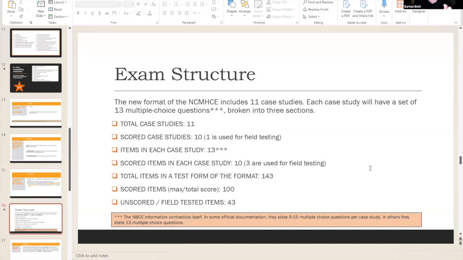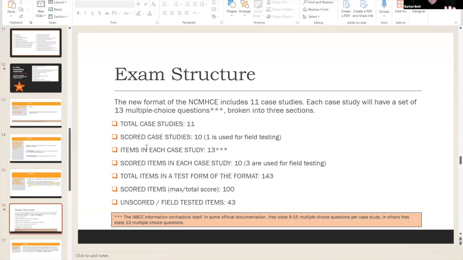The exam structure itself, okay, I already said it had 11 case studies. Let's break it down a little further. Out of the 11 case studies, 10 of them are scored, right? So one of the case studies is going to be a trial. They're trying out a new narrative, new questions and the like. And if it falls within their desired parameters, it'll be added to the exam bank. And again, that's how the exam bank gets built up.